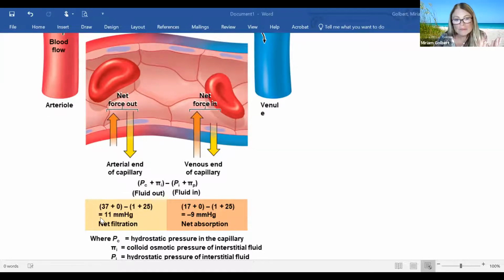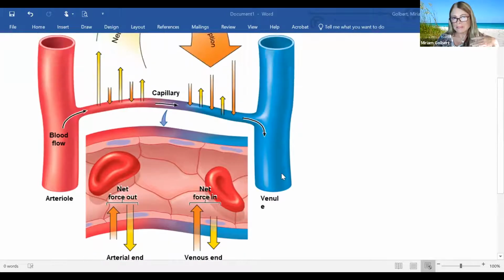There's never this magical little number here. It could be, I don't know, 7, 6. That's not enough, right? For everything to get to the tissues. All right, so now we have to analyze the other end, okay?